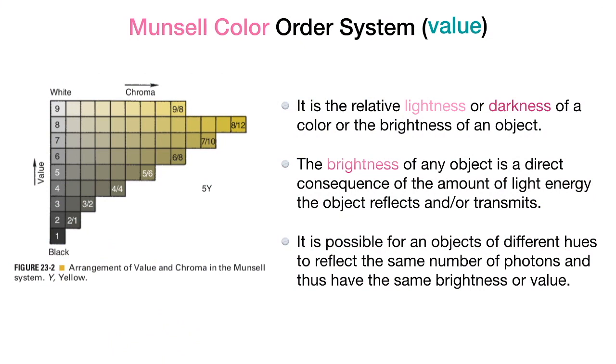What about the value? Value, we can see, is like when we use a mobile, we can make the screen brighter or less bright, more dark. That means value. So it's related to the lightness or darkness of a color or brightness of an object. The brightness of any object is a direct consequence of the amount of light energy the object reflects or transmits. It's possible for an object of different hues to reflect the same number of photons and thus have the same brightness or value. So, the arrangement of value and chroma in the Munsell system is like this picture.